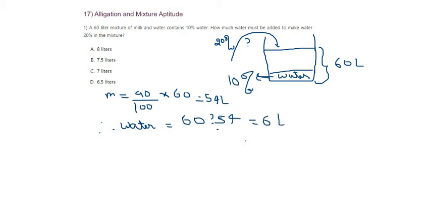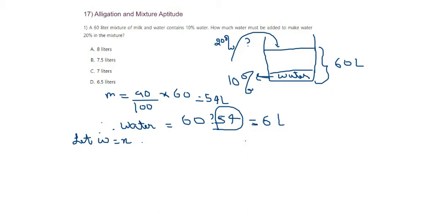It's a simple calculation: 60 minus 54, how many liters remain, that is the water, your 6 liters. Now, let the water to be added be x. I'm writing in short forms. Out of 60 we found that 54 is your milk and the remaining is 6 liters, but this is not the end.